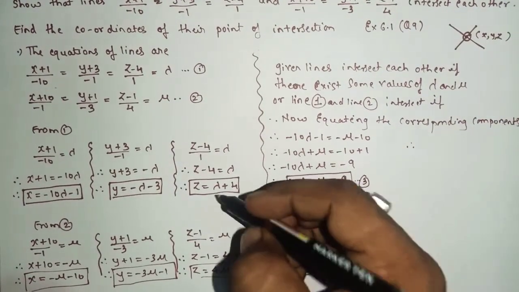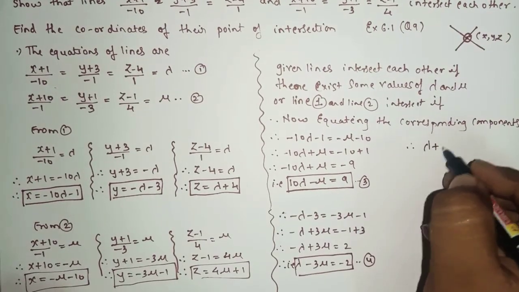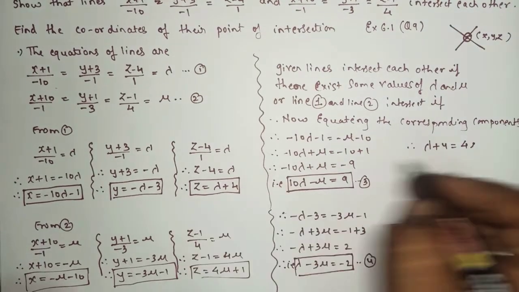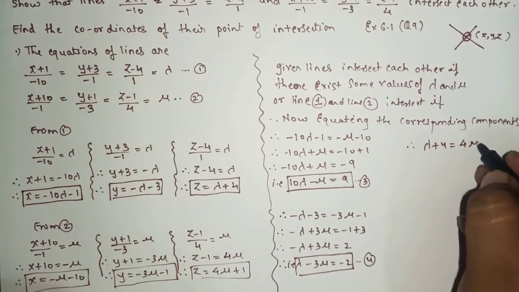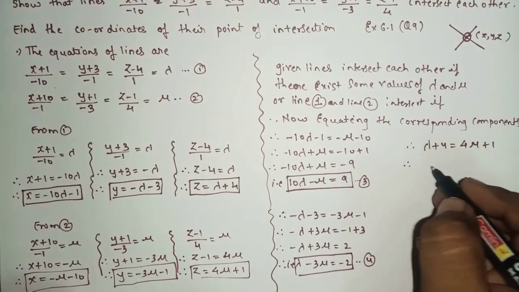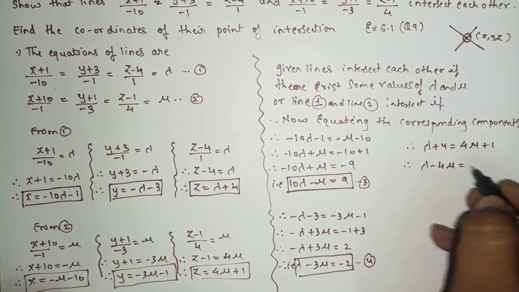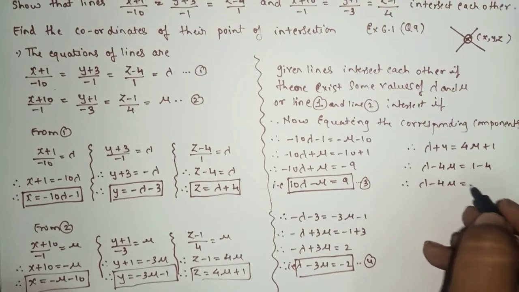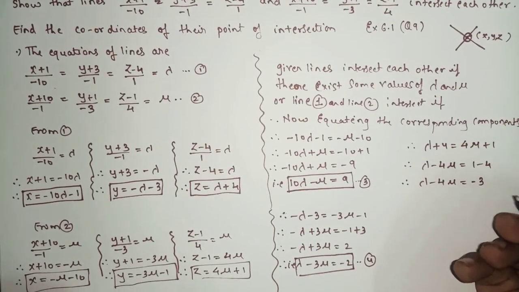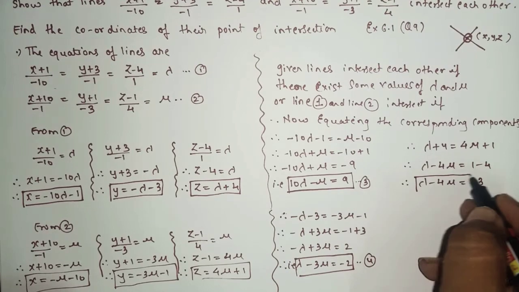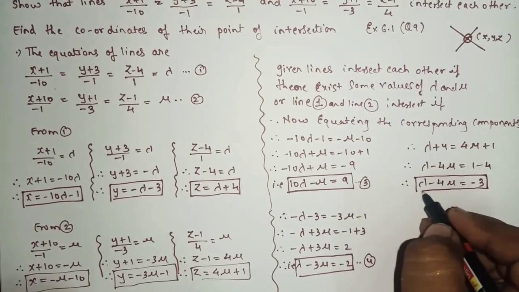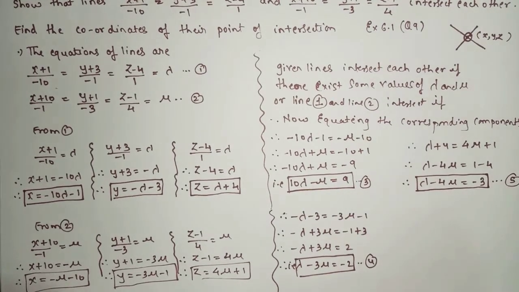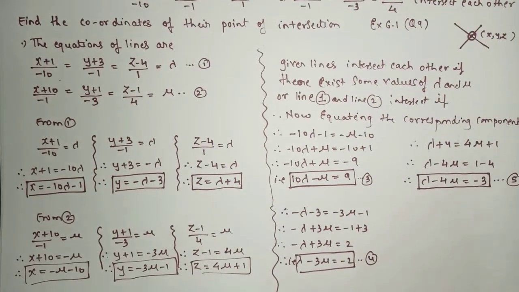Here we'll solve the third part. So here it is lambda plus 4 equals 4 mu plus 1. So therefore lambda minus 4 mu equals 1 minus 4. So therefore lambda minus 4 mu equals minus 3. Already here the sign of lambda is positive, so we'll keep it as it is. We'll give this as equation number 5. I hope you all understood the sum till here.